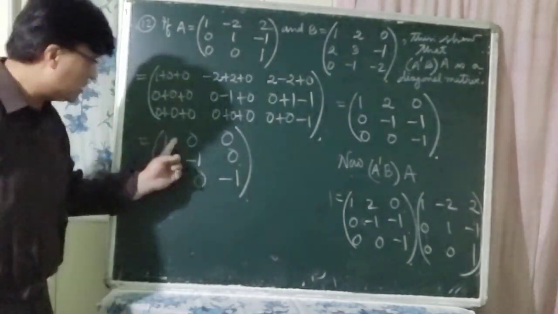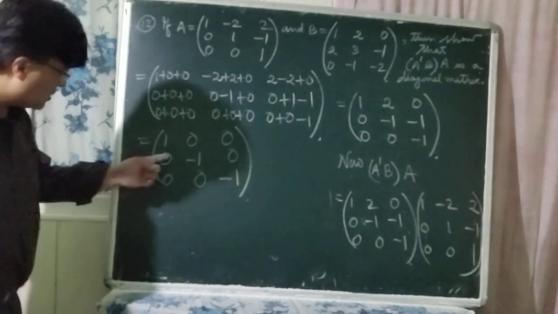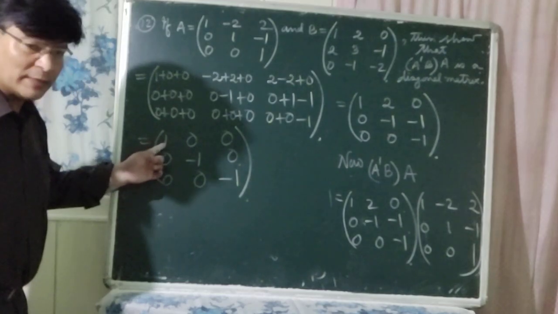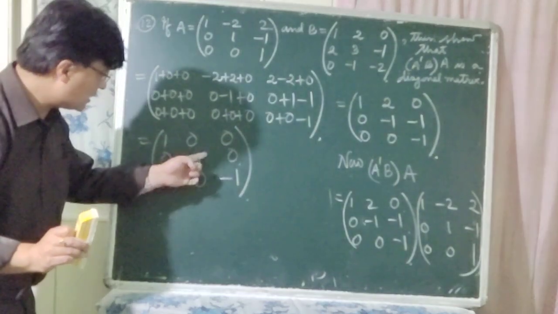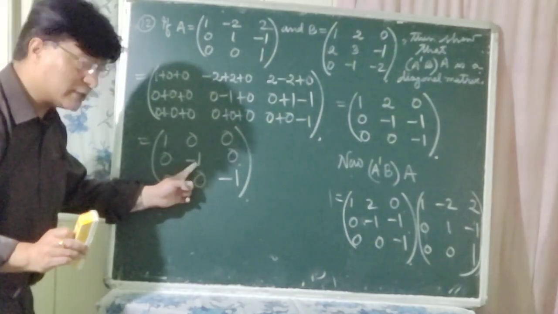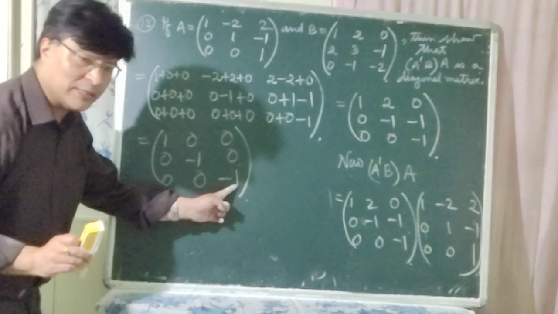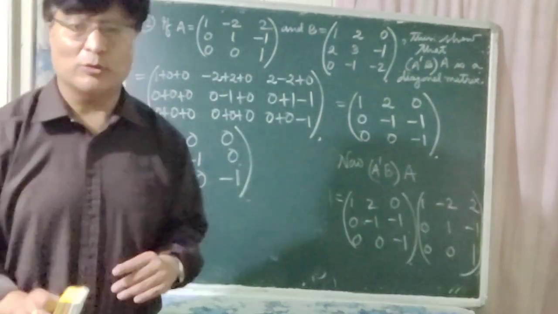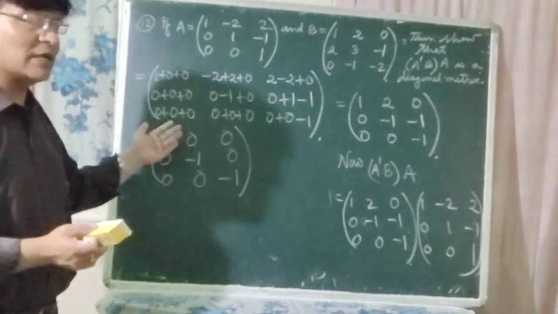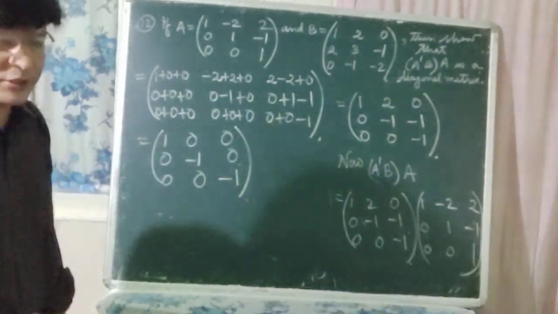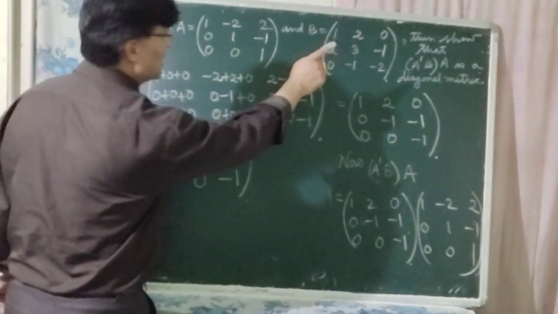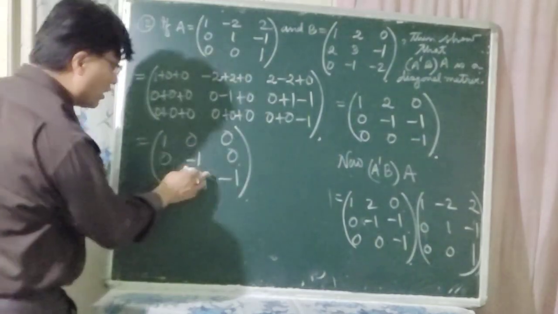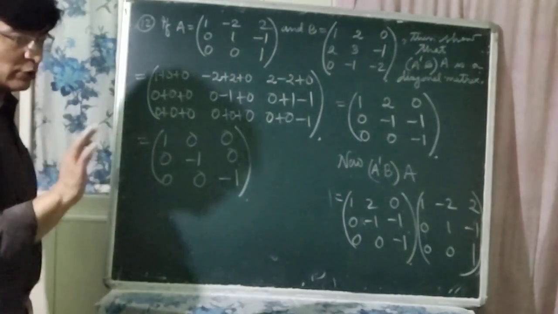So here, this is known as the leading diagonal. This is the first column, and the first element is non-zero. In the second column, the second element is non-zero. And in the third column, the third element is non-zero. So this is known as the leading diagonal. If the leading diagonal elements are non-zero but all the other elements are 0, this is known as a diagonal matrix. Hence A dash B into A is a diagonal matrix, because here the leading diagonal elements are all non-zero, but all the other elements are zeros.